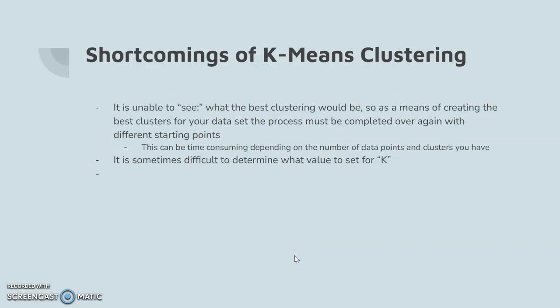I was then asked about the shortcomings of k-means clustering. So from what I could see, you're unable to see what the best clustering would be. So as a means of creating the best clusters for your data set, the process must be completed over and over again using the total variance. And you do this with different starting points, and I found that this could be very time consuming depending on the number of data points and clusters you have, which is a shortcoming. And then also it is sometimes difficult to determine what value to set for k.